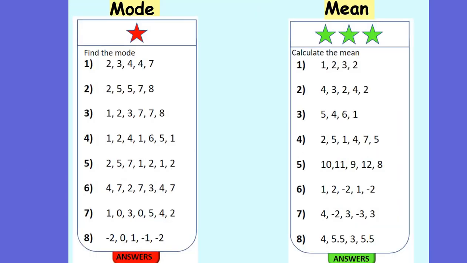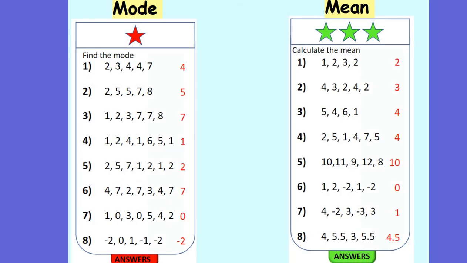Okay guys, pause the video for about 5-10 minutes and have a go at these questions for me in your light blue books. The red star ones, I want you to find the mode, and the green star, I want you to find the mean. Pause the video and complete those questions now, please. And answers are up on the board. Please check your work and see how you did.